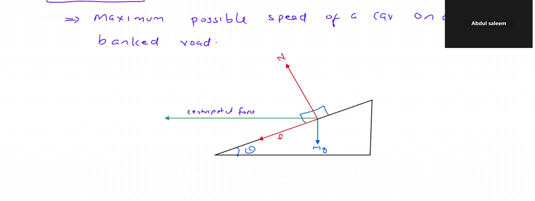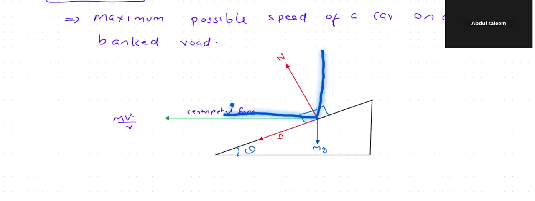The centripetal force we can calculate with the formula mv square by r. mv square by r is the same as the centripetal force. So we have two forces here, the normal reaction force and the frictional force we can consider, and the mg force is acting in the downward direction. So we can find the two components of the normal reaction force. We can resolve this normal reaction force along the x-axis and y-axis.